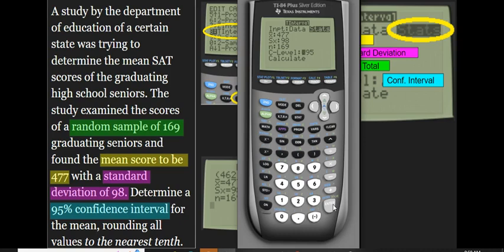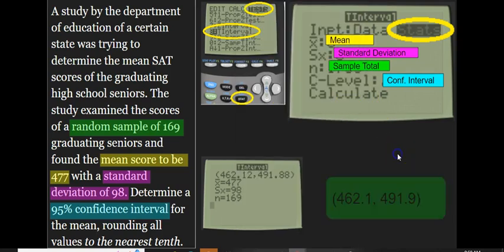So that's stat test 8 when you're given the mean. Calculate that. And this represents your confidence interval. This should be the information you typed in: 477, standard deviation of 98, 169. So the confidence interval rounded to the nearest tenth would be 462.1, 491.9.